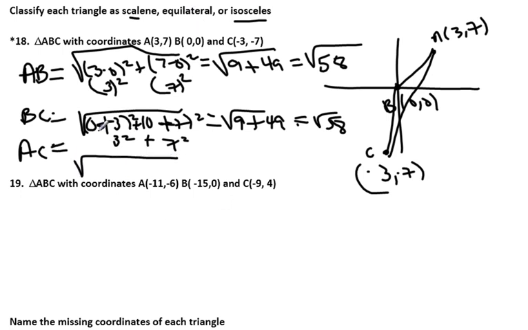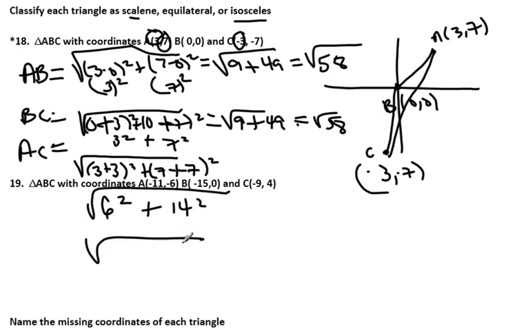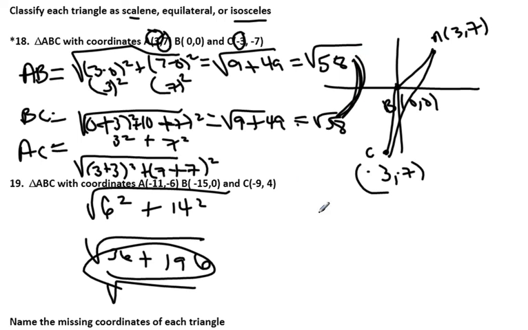So I'm going to do x minus x, so 3 minus negative 3, so 3 plus 3, squared, plus y minus y, 7 minus a negative 7, so that's plus 7. I'm going to square it. 3 plus 3 is 6, and I'm going to square it. 7 plus 7 is 14. I'm going to square it. 6 squared is 36, plus 14 squared is 196. Square root of 36 plus 196, well, I can already tell that this number is not going to equal any of these numbers. So I already know that the most I can have is an isosceles triangle.